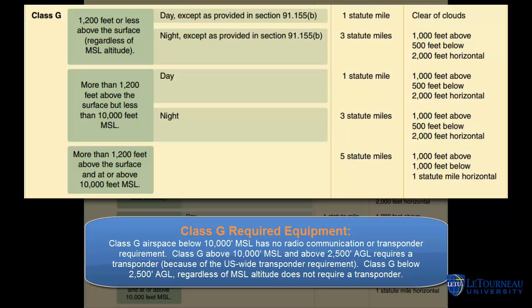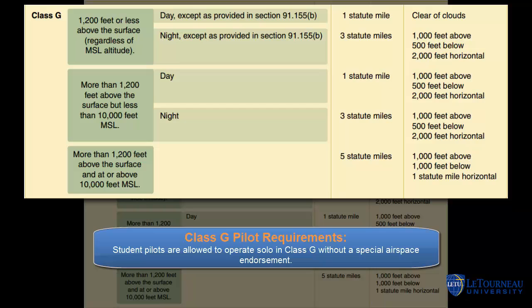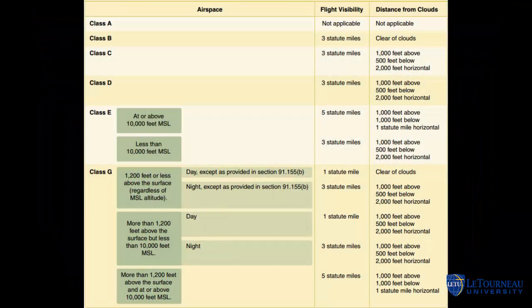Class G below 10,000 MSL has no radio communication or transponder requirement. Class G above 10,000 MSL and above 2,500 requires a transponder because of the US-wide transponder requirement. Class G below 2,500 AGL, regardless of MSL altitude, does not require a transponder. Again, that is a part of the US transponder requirements denoted in the FARs. Class G pilot requirements: student pilots are allowed to operate solo in Class G without a special airspace endorsement.